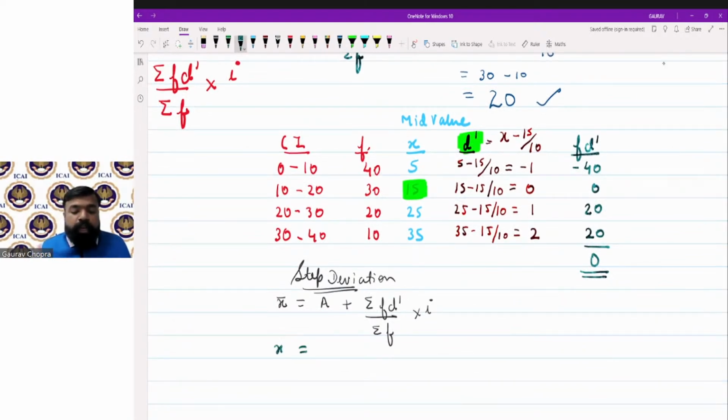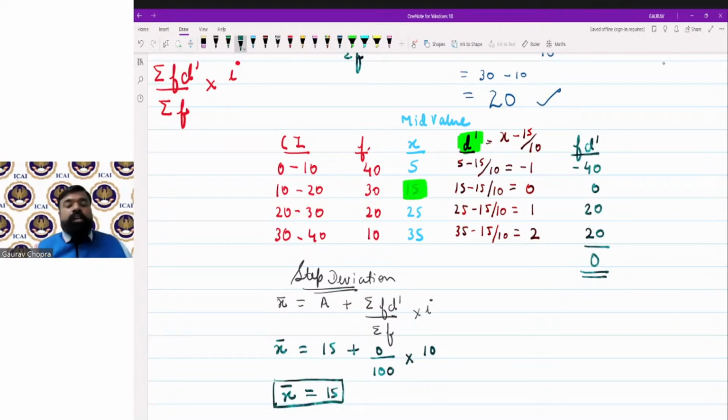Total is 0. So let's write the formula, apply the formula. A is 15 plus 0 upon sum of frequency is 100 multiplied by class interval, which is 10. So the final result will be 15. So x bar is equal to 15. So this is your final answer. Okay. So in this way, we can calculate arithmetic mean.